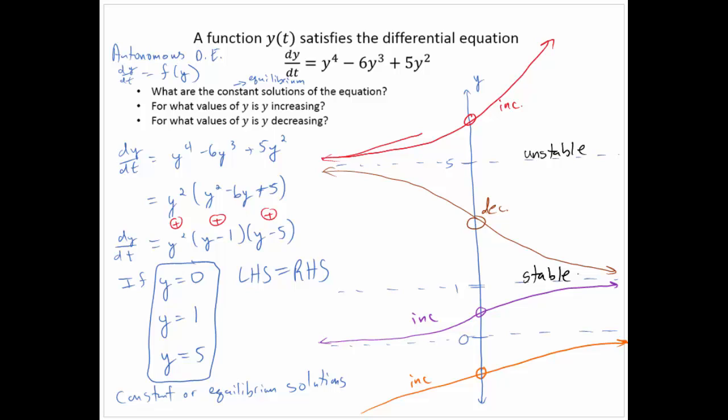And notice that as we move closer to y equals 0, again looking from left to right, sometimes it's moving toward and sometimes it's moving away. This one would be called a semi-stable solution.